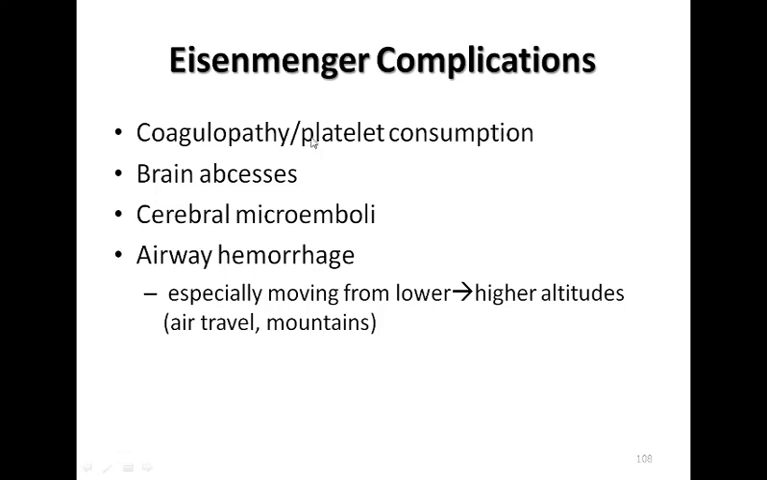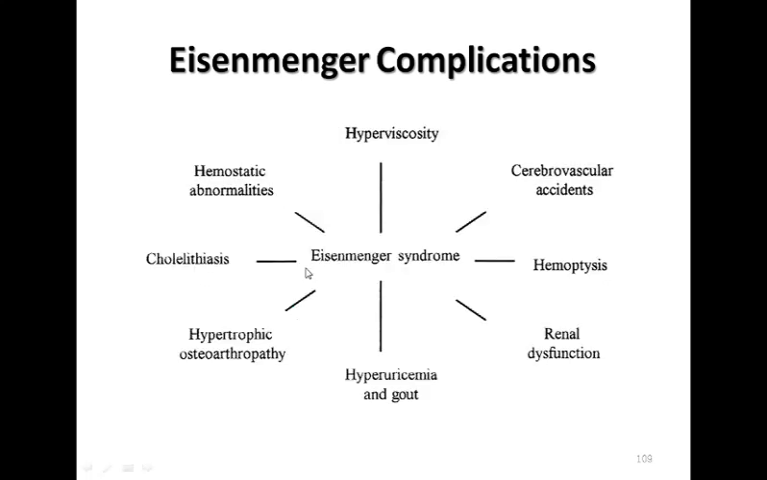What are the complications of Eisenmenger syndrome? Coagulopathy, platelet consumption, brain abscess, cerebral microemboli, airway hemorrhage, especially when moving from low to high altitude, the patient can get airway hemorrhage. So again, complications are hyperviscosity, cerebrovascular accident, that's a stroke, hemoptysis, renal dysfunction, hyperuricemia and gout, hypertrophic osteoarthropathy, cholestasis, and hemostatic abnormalities.